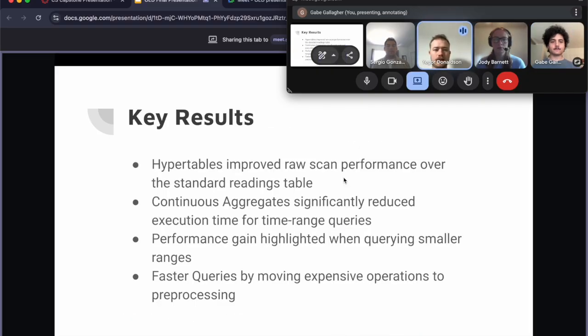What did we actually find? When we compared TimescaleDB against OED's standard setup, the results were pretty clear. First, just switching to hypertables improved raw scan performance on the reading tables, and that's before we even added the continuous aggregates. The bigger win came from the continuous aggregates themselves. By pre-processing hourly and daily summaries ahead of time, query execution times drop significantly, especially when querying smaller time ranges like a single day or week. The takeaway there is that the more targeted the query, the more dramatic the speed up. Essentially, we move the expensive computation out of the query time and into the background, so users aren't waiting on it.